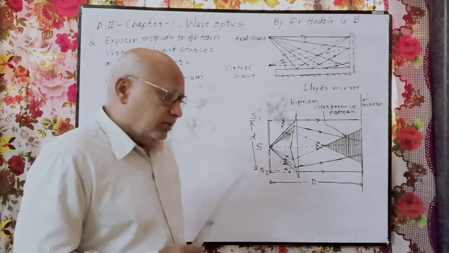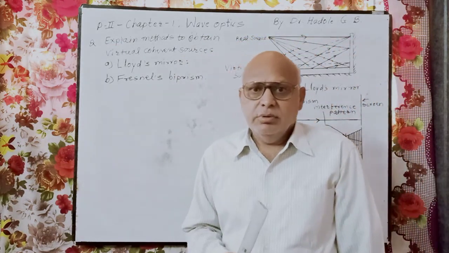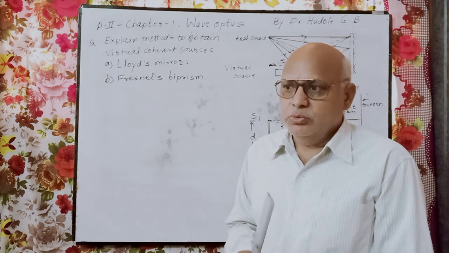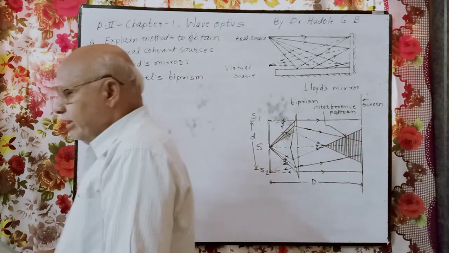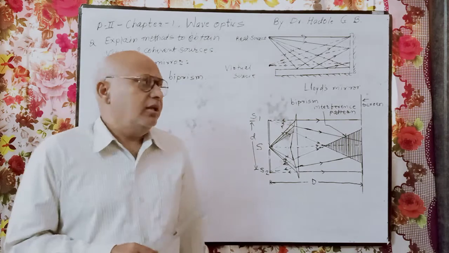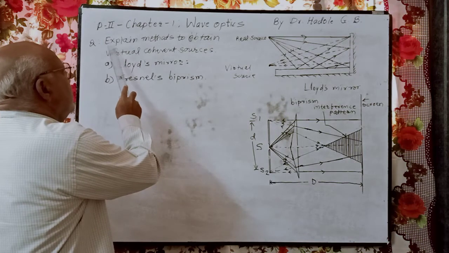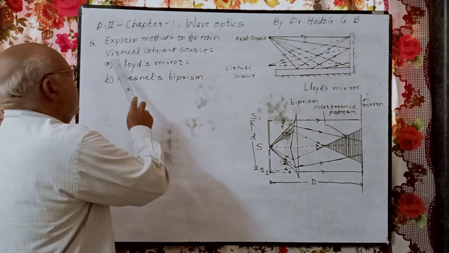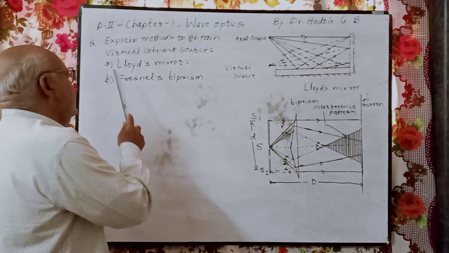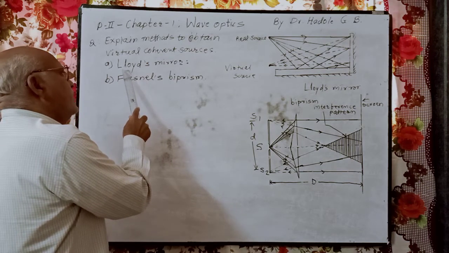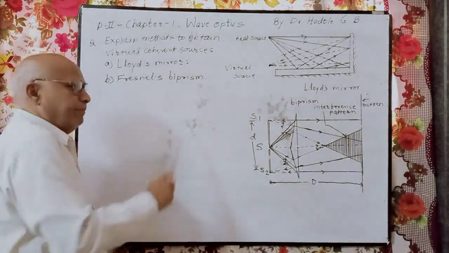Now in Young's double slit we have used two real coherent sources, but here we are going to obtain two virtual coherent sources. On this article, a question can be asked: explain methods to obtain virtual coherent sources. These virtual coherent sources can be obtained by two methods. One is Lloyd's mirror and the second is Fresnel's biprism.